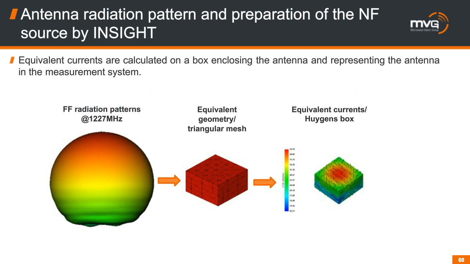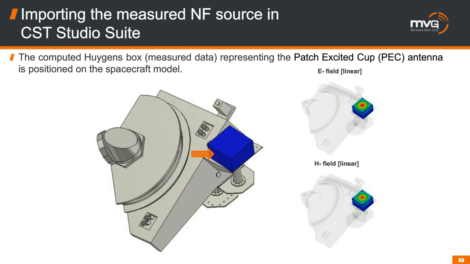Here, the preparation of the measured source by Insight from the measured radiation is shown. Starting from the pattern and defining our reconstruction geometry as a box, this is the distribution of the computed electrical equivalent current. The computed equivalent box representing the antenna is imported in CST and positioned on the spacecraft model as shown in this slide. As the source is imported in CST, it is managed like the other simulation sources that can be rotated, translated, and positioned in the final location.